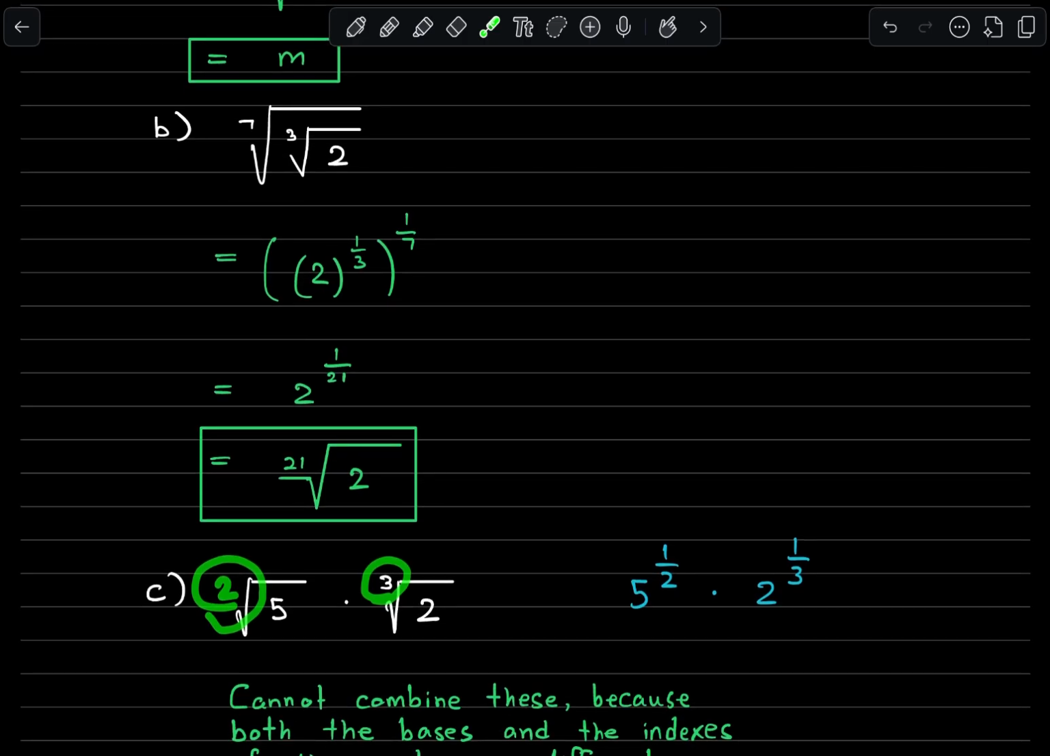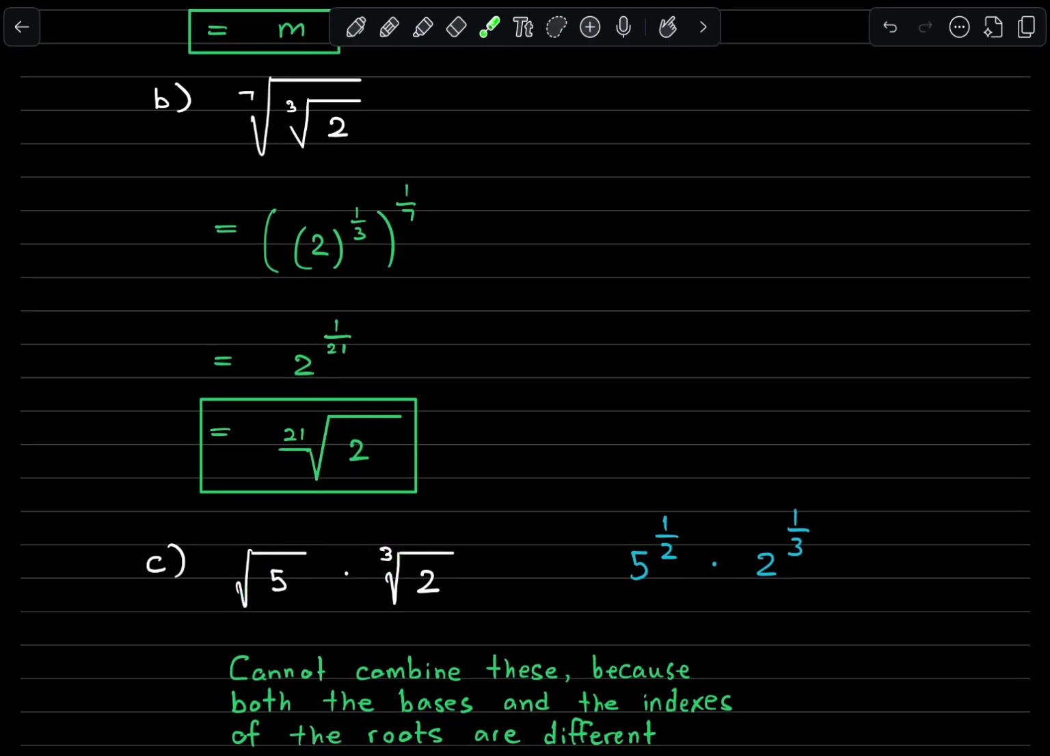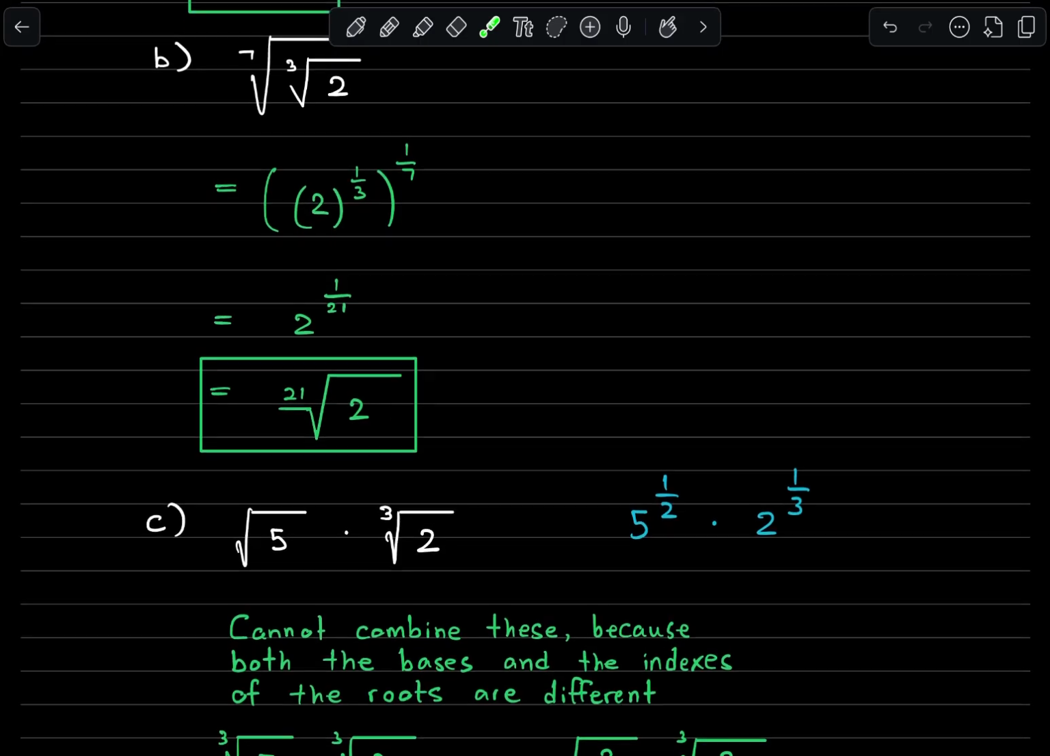So in fact, there's nothing we can do to simplify this. We have to just leave this as it is. Okay? We cannot combine these because both the bases and the indexes of the roots are different.